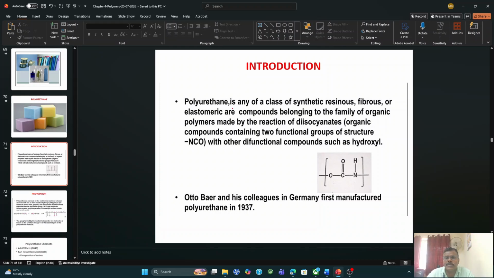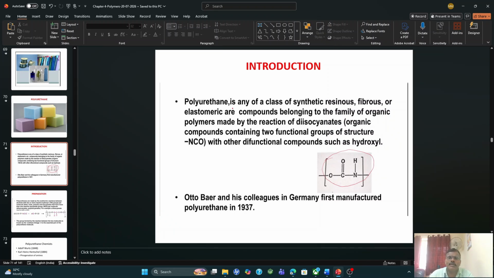Polyurethane, if you see the main functional group and the linkage group, OCONH. For amides, generally you see only this CONH. In addition to the amide, another oxygen is linked.